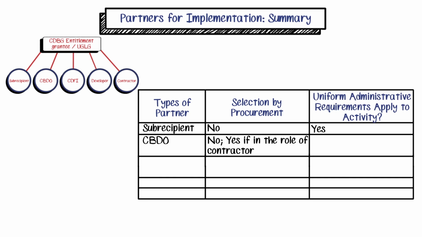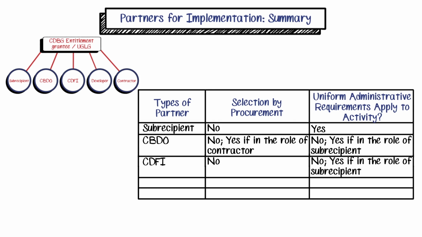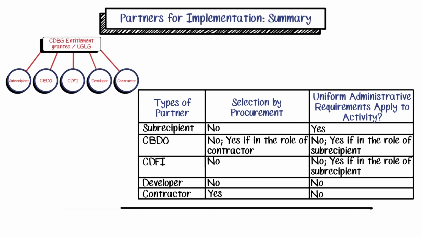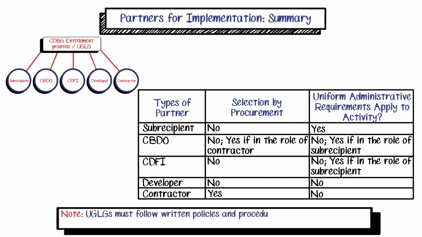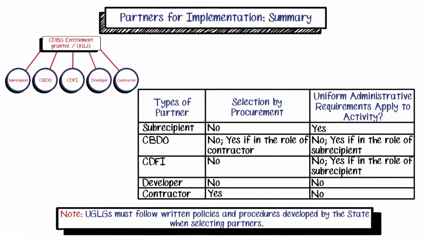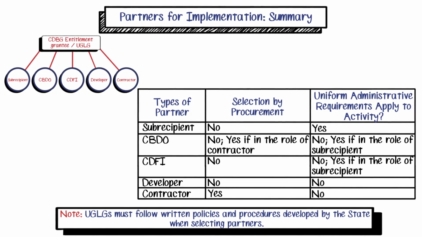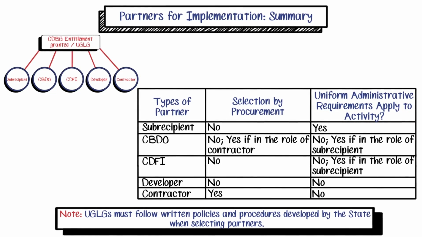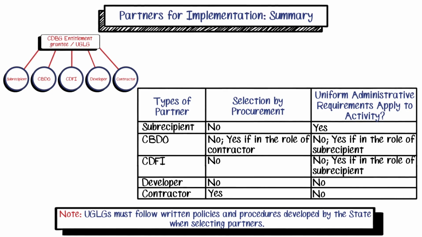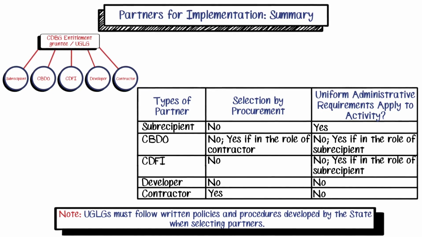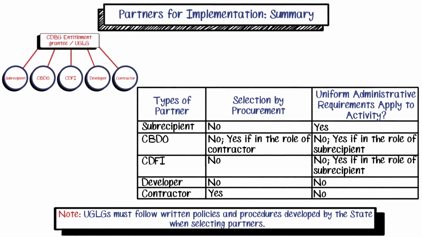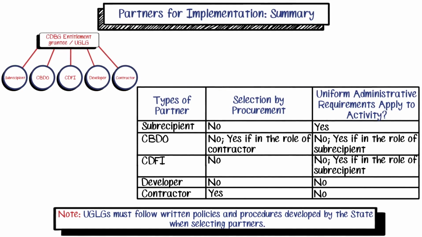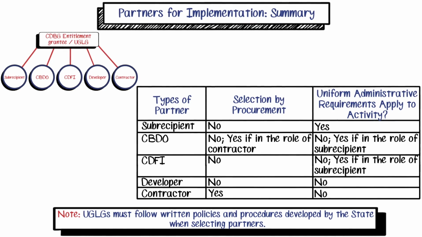Some involve formal applications, while others involve limited applications and a more collaborative approach to defining the activity. Some locally defined processes are competitive, others are not. The policies and customs of the entitlement grantee, the types of activities being undertaken, and the availability of potential partners are all considerations when establishing a locally defined selection process. This chart shows when procurement applies to a selection process based on the type of partner. It also shows when selecting a specific type of partner causes the uniform administrative requirements to apply to the activity.